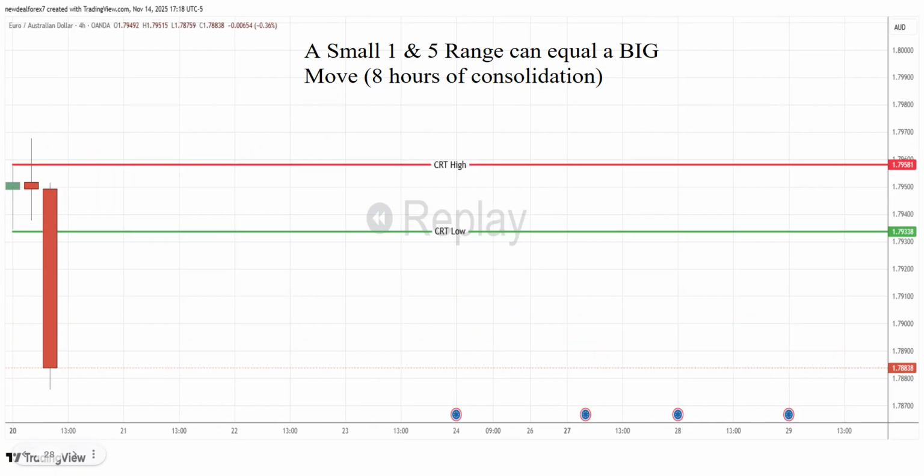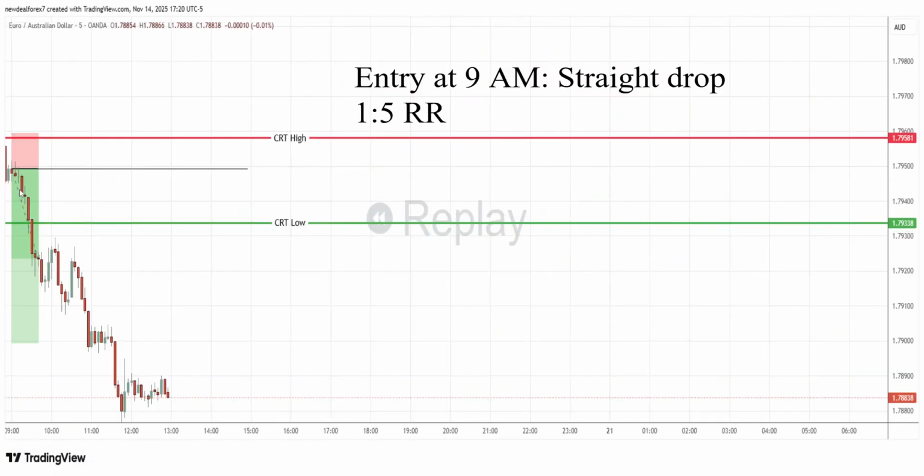Okay, but this large red candle, this is how it looks on the 5-minute chart right here. This is just from 9 to 1 right there, and all that would have been yours. Now, you do have more confirmation with fair value gaps in the 9 a.m. candle.